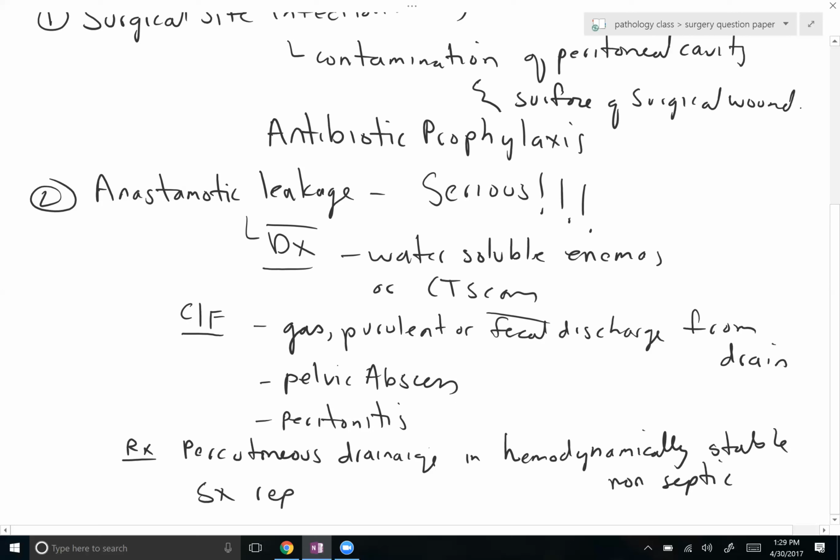Next is surgical repair of the leak, the anastomotic leak. That is, we go for re-laparoscopy and lavage. And the next complication of this is post-operative bleeding.